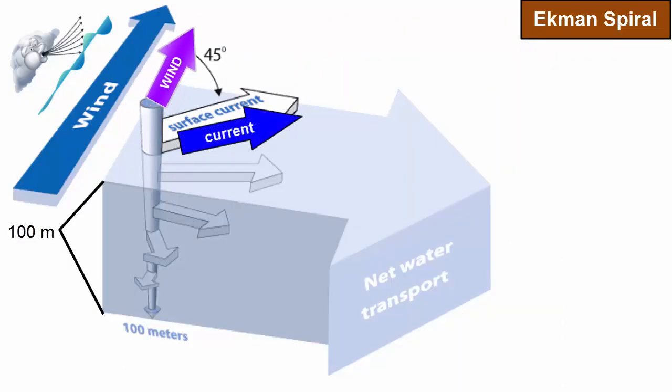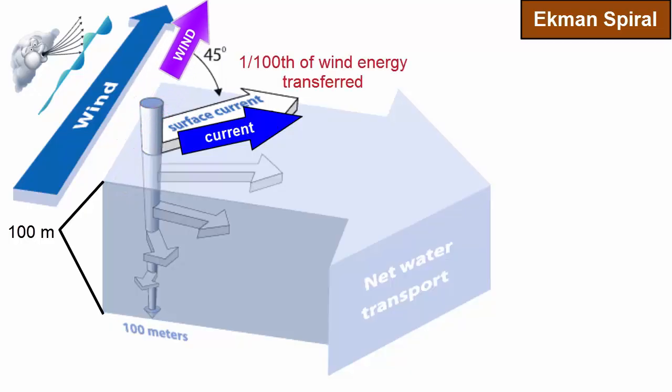Currents, on the other hand, are moving water. A small amount of forward velocity is transferred to the water due to the drag of the wind on the water. In this process, the wind transfers about 1/100th of its energy. This water is pushed forward, not in exactly the same direction the wind is blowing, but 45 degrees to the right in the northern hemisphere and to the left in the southern. Why not straight ahead? The Coriolis effect.